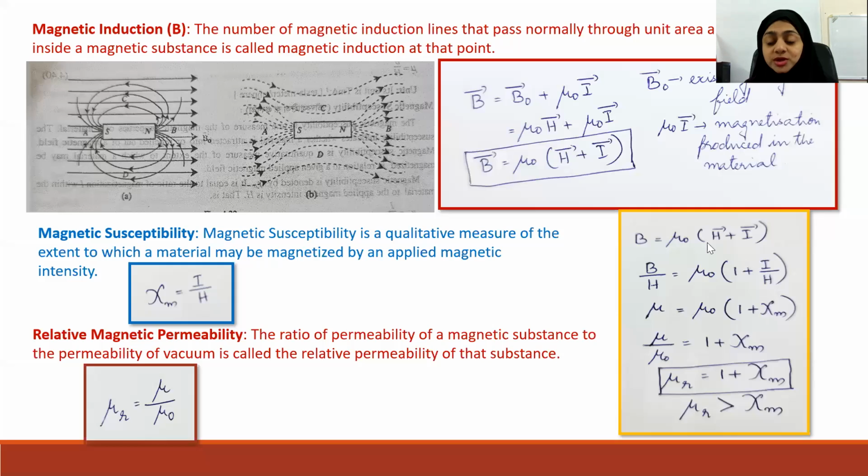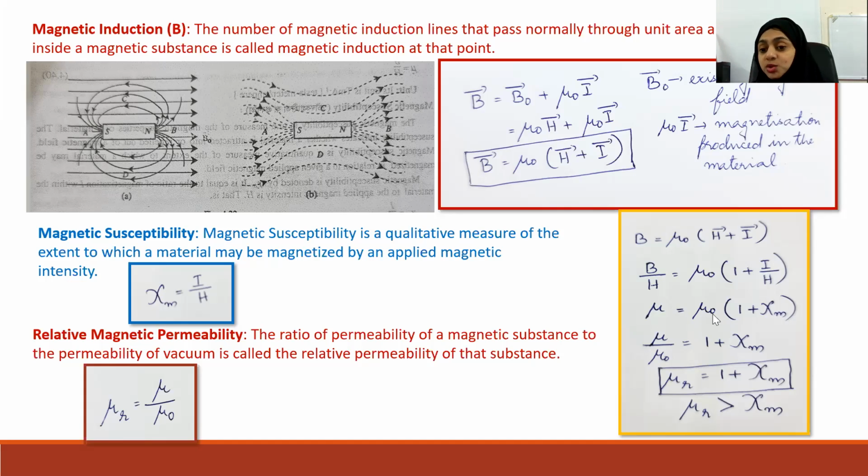Here I have divided throughout by H. So B by H is equal to mu naught into H by H, which is 1, plus I by H. Now I by H is susceptibility, chi m. So for I by H, I have substituted chi m, and we learned that H is equal to B by mu, so mu is equal to B by H. So I have substituted mu here. Mu is equal to mu naught into 1 plus chi m.